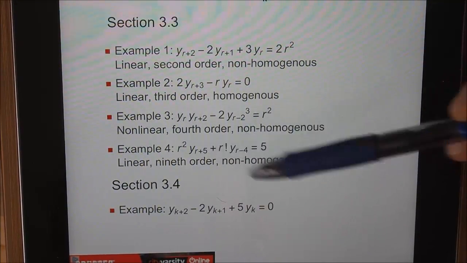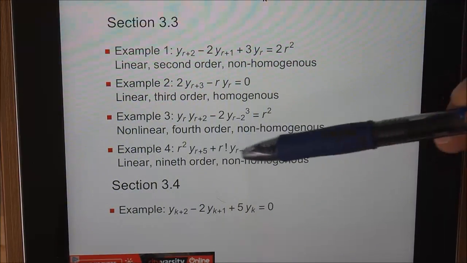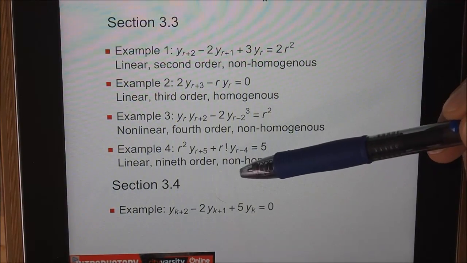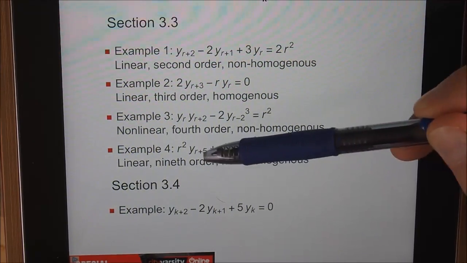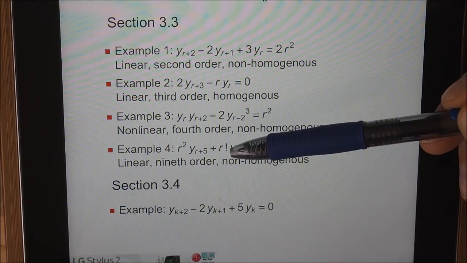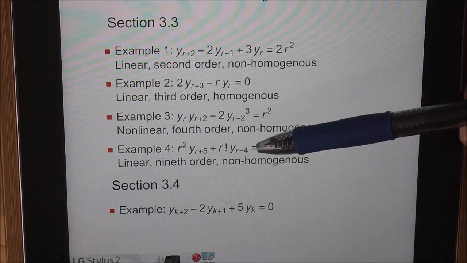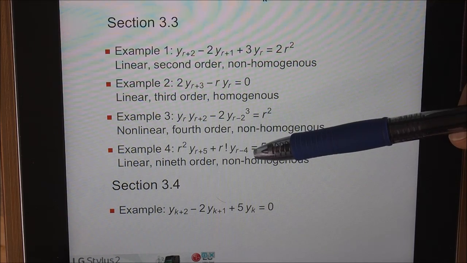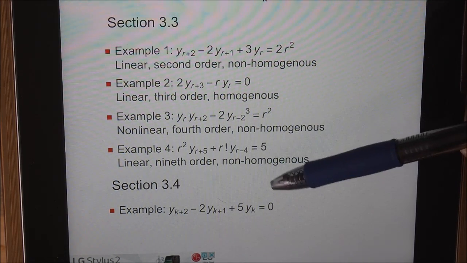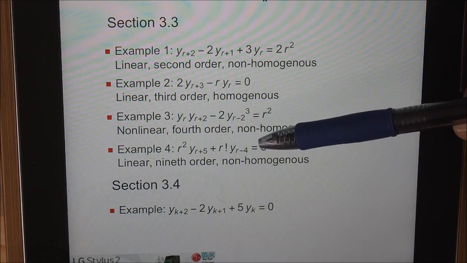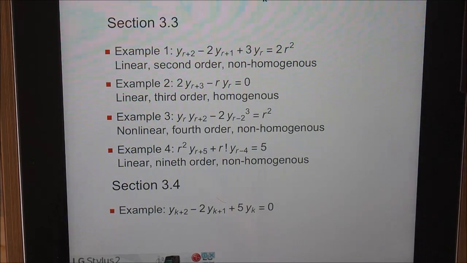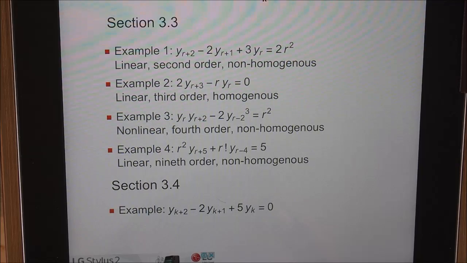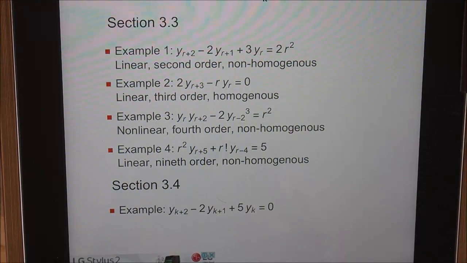The next one is linear, so the dependent variable only appears linearly, once in each of these terms. Even though there's an r squared and an r factorial, it's still linear because we don't care about the r. It's ninth order because r+5 minus r-4 is 5 minus minus 4, which is 9, and it's non-homogeneous because the right-hand side is not 0. Hopefully that makes sense, and there's an example for you. Actually, I think that's all the examples.